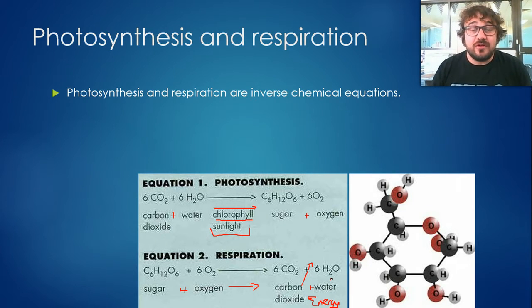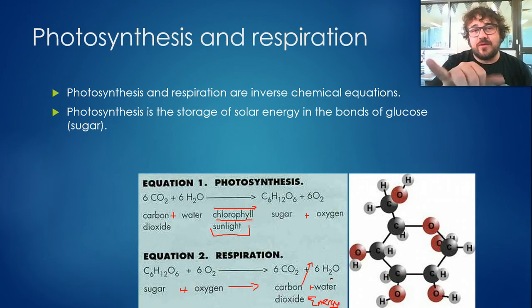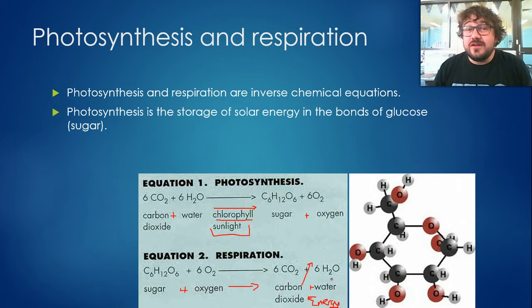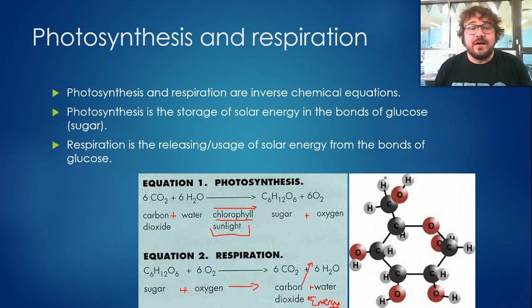So photosynthesis and respiration are inverse chemical reactions. In other words, they are the opposites of each other. So you spin them around and you're all good. Photosynthesis is a hard word to say, and it is also the storage of solar energy in the bonds of glucose, which is sugar. So when we talk about sugar, we actually mean this chemical right here, this ring-shaped chemical with an extra carbon and some oxygen and some hydrogens off the side there.